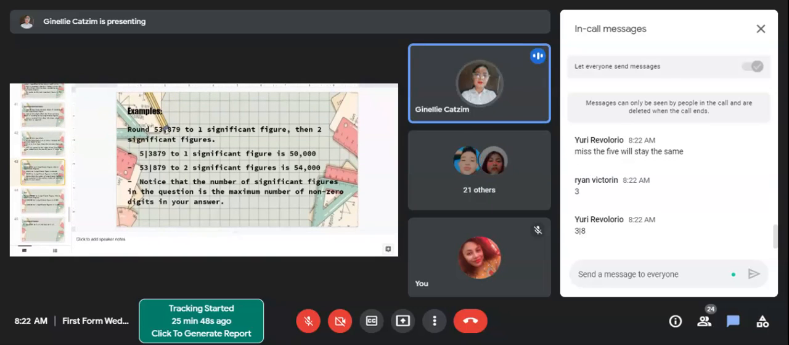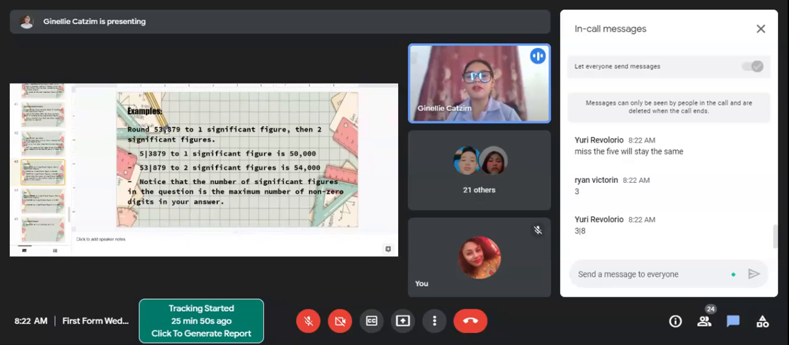3. Very good, it's 3, right? So we have to take a look at the 8, because we know we put our vertical bar in between the 3 and the 8. Very good, Yuri. So we're taking a look at the 8. Because the number there is an 8, what happens to the 3 before?